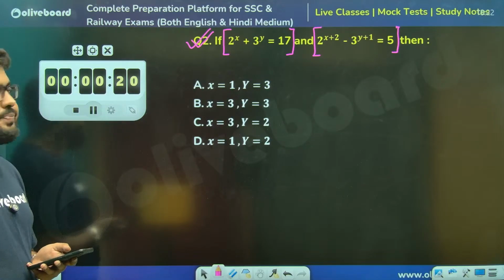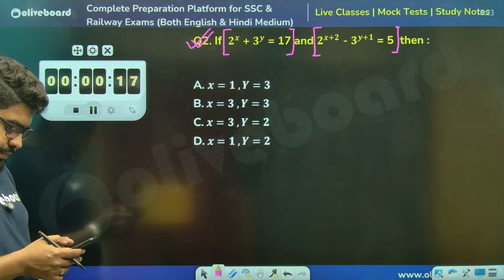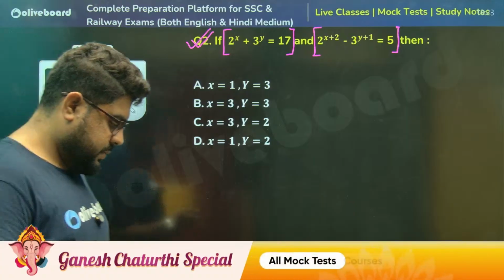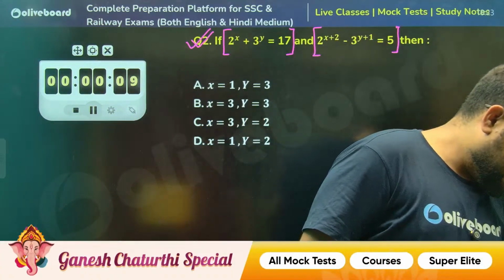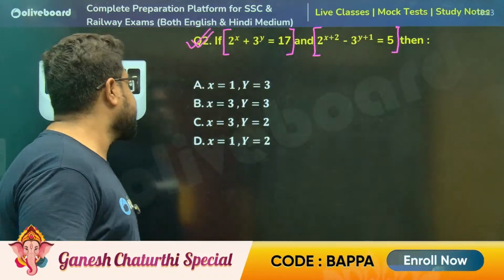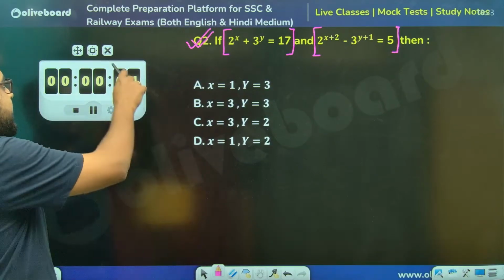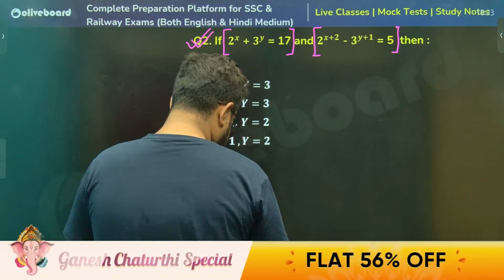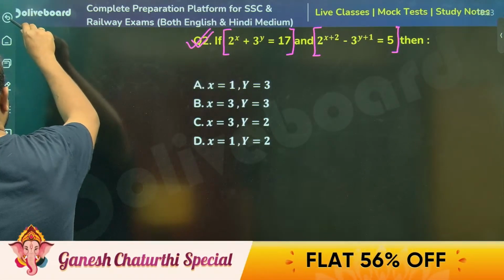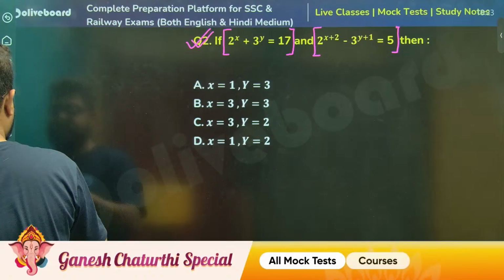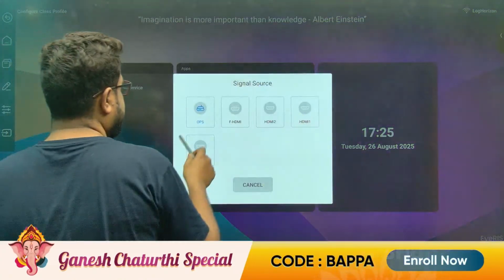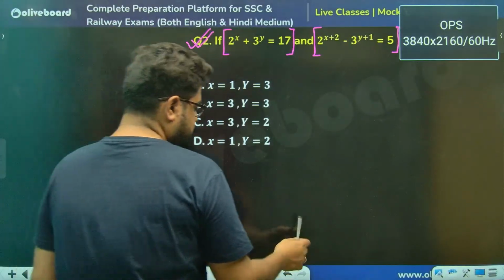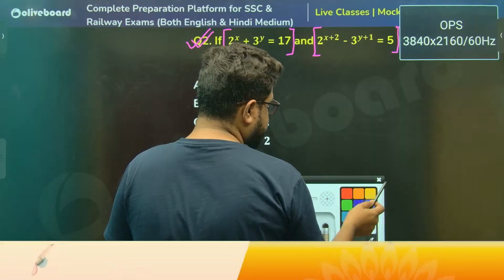Tell me the answers, please. Answers, sir, answers. C. Argamita is saying C. Argamita, long time after I'm seeing it. Chalo, let's see. Arey yaar, just a second. There is some issue with this timer.